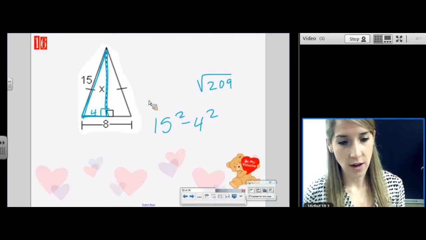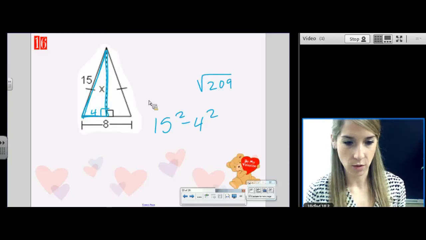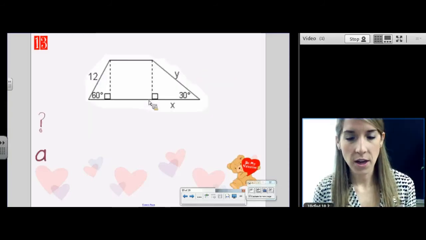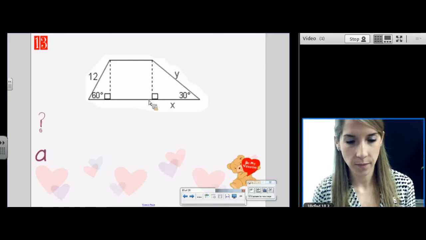You cannot factor tree it. Right, 209 is not prime, but its factors are prime. There are no perfect squares in 209. Okay, you're solving for x and for y. Make sure you put what each of them equals separately.